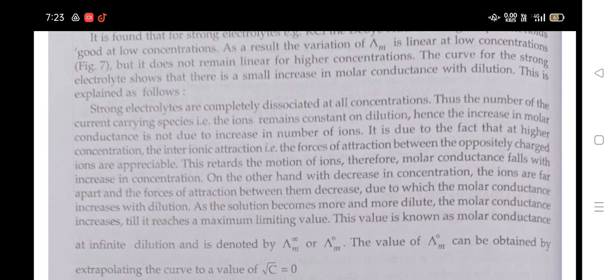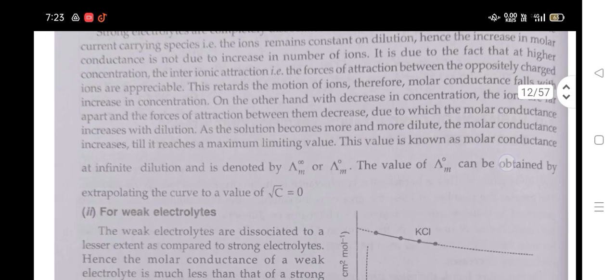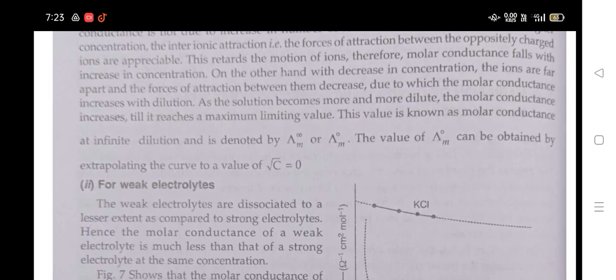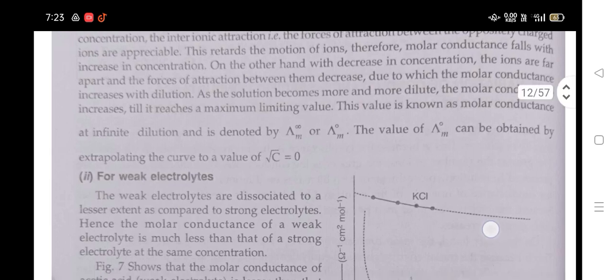On the other hand, with decrease in concentration, the ions are far apart and the forces of attraction between them decrease, due to which the molar conductance increases with dilution. As the solution becomes more and more dilute, the molar conductance increases till it reaches a maximum limiting value. This value is known as molar conductance at infinite dilution and denoted by lambda m infinite.